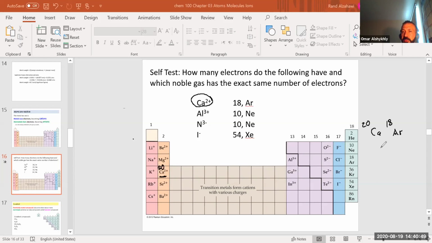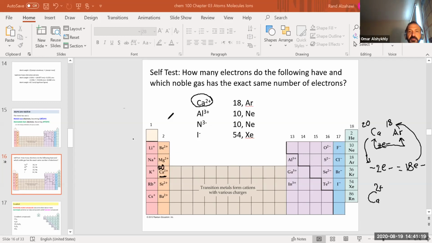Now, for calcium to be similar to argon in the number of electrons, it needs to gain or lose electrons. Calcium here is 20, and it needs to get to 18. So calcium will lose 2 electrons to have 18 electrons like argon. Now, losing means it is a positive charge. How many electrons lost? 2, so it will be 2 positive.